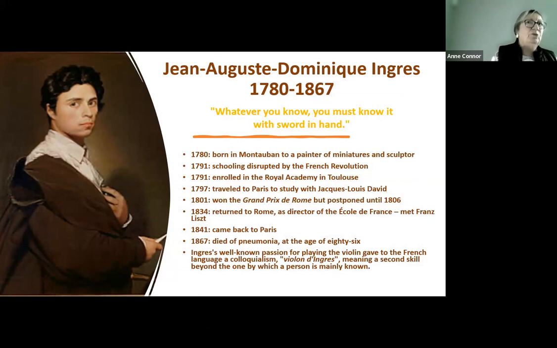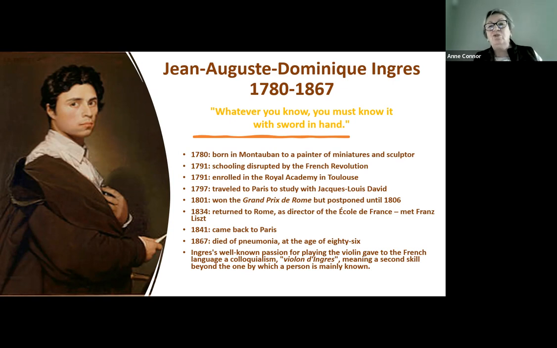Jean-Auguste-Dominique Ingres, we've already seen him previously. He's that neoclassical painter, but has a style of his own. He was born in Montauban to a painter of miniatures and sculptor. His schooling was unfortunately disturbed in 1791 by the French Revolution. And then he enrolled in the Royal Academy in Toulouse, but that must have closed down, because you had nothing royal existing after that time.